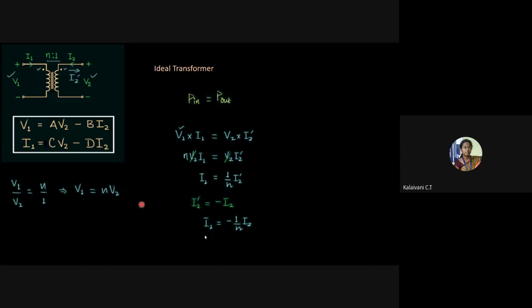Equate this equation with this equation. I1 is equal to C into V2 minus D into I2. When we equate these two, we will get the values of A, B, C, D. So when you take the V1 equation, A is equal to N, B is equal to 0, C is equal to 0, and D is equal to 1 by N. So the answer, we have to find the D value. So answer is 1 by N.